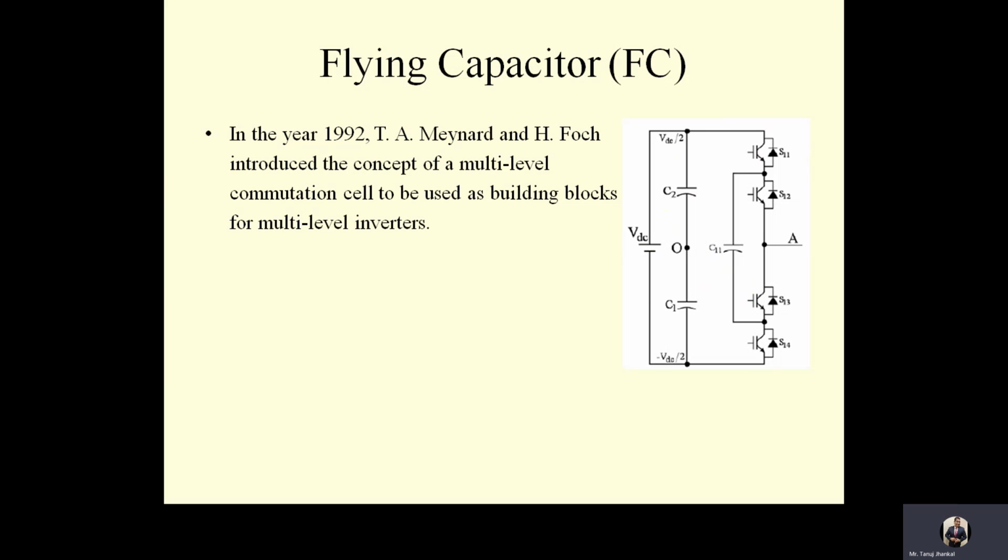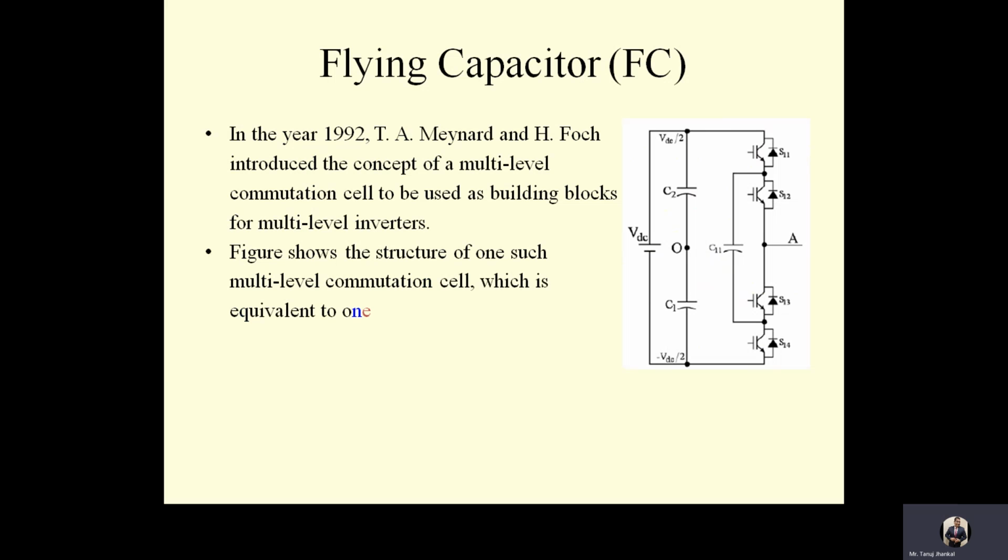As the figure shows, this is the structure of one such multi-level commutation cell, which is equivalent to one leg of a 3-level inverter. In this configuration, the capacitor C11 acts as a floating source charged to VDC by 2, and this circuit is called flying capacitor or capacitor clamped inverter, as an independent capacitor clamps the device voltage to one capacitor voltage level.